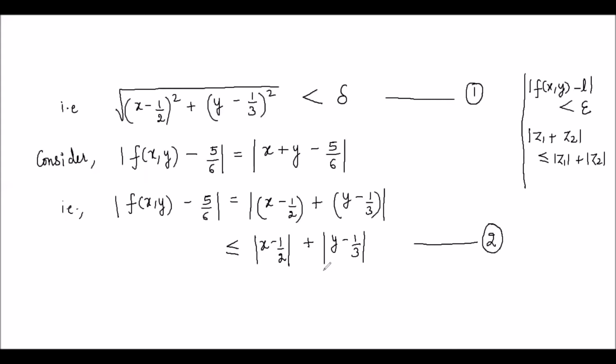Now see, equations 1 and 2 both involve x minus 1/2 and y minus 1/3. Now we will try to find how we can relate x minus 1/2 with delta, and how we can relate y minus 1/3 with delta. Now see here, mod of x minus 1/2, I can say that it will be equal to this one.